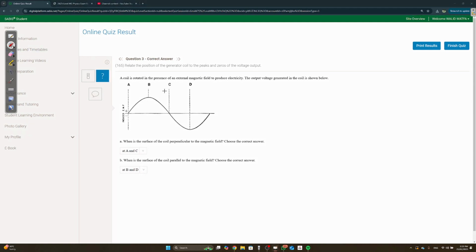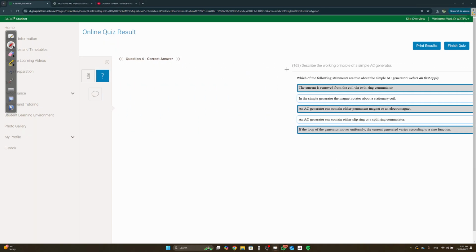A coil is rotated in the presence of an external magnetic field to produce electricity. When is the surface of the coil perpendicular to the magnetic field? When it's perpendicular, that means 0, right? When here and here. When is the surface parallel to the magnetic field? Parallel means max. When is it max? At B and also D. Please don't say this is the minimum. It's just called the negative maximum. That's what it's called. So B and D. Is this also considered maximum? Yes, but just in the other direction, and that's completely fine. So if you see a question like this, please also consider the one in the negative sense.